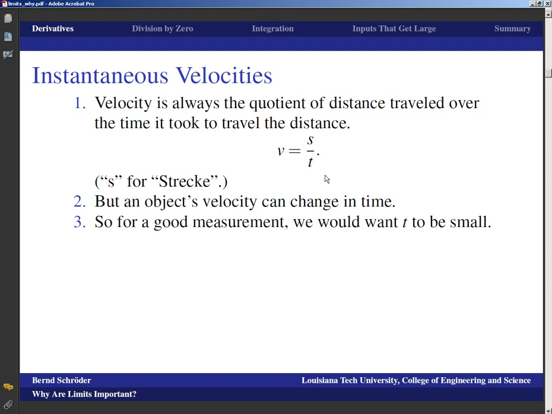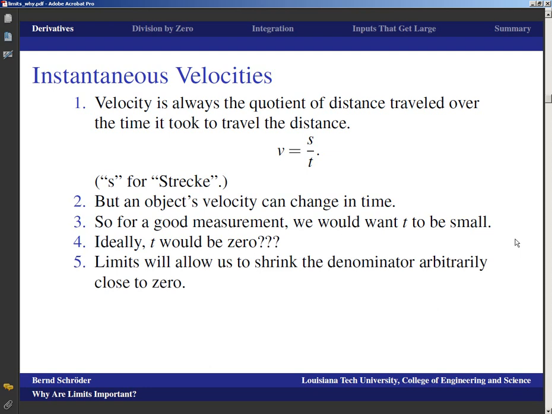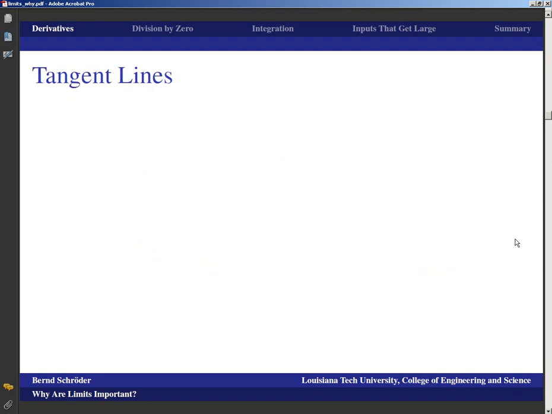In fact, that's how a radar gun works. It computes the average velocity over a very short time interval, which is defined by that radar ping. Ideally, for the theoretical considerations that ultimately allow us to lay the foundation for the various fascinating applications, we would want t to be 0. And that's one of those moments because, well, we can't divide by 0. But limits will allow us to shrink the denominator arbitrarily close to 0, and that will basically be the stand-in for division by 0, because no matter what kind of mathematics we do, denominators will never actually be 0.